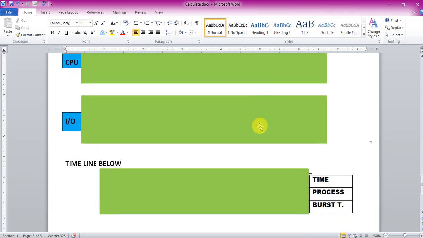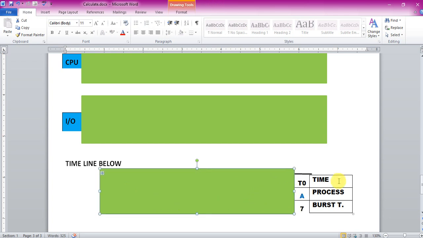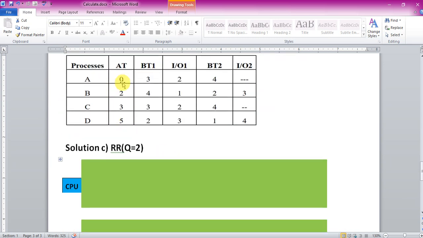So we have a timeline. We have to prepare a timeline which is directional, from left to right. At initial time t0, the above row is time, the middle one is process, and the bottom one is the required time.